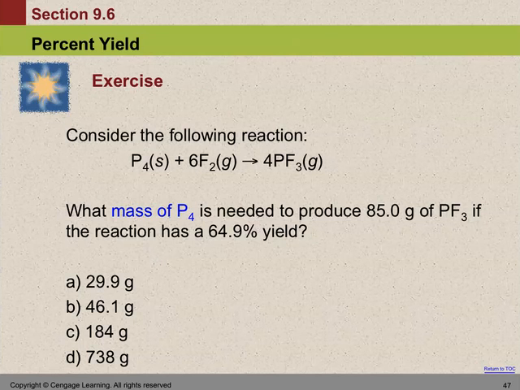So you can work out the theoretical yield. Once we know the theoretical yield, we can convert that to moles. We can then work out how many moles of P4 we need to begin with and convert that to a mass. Quite a few steps involved in this particular problem. And there's the answer.